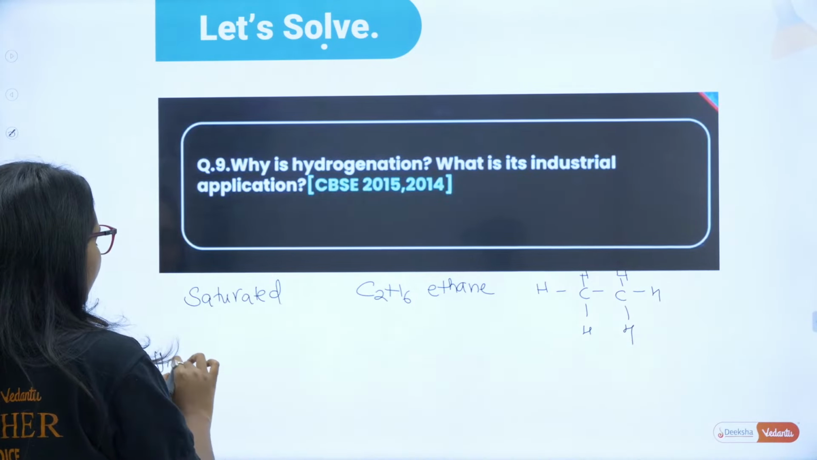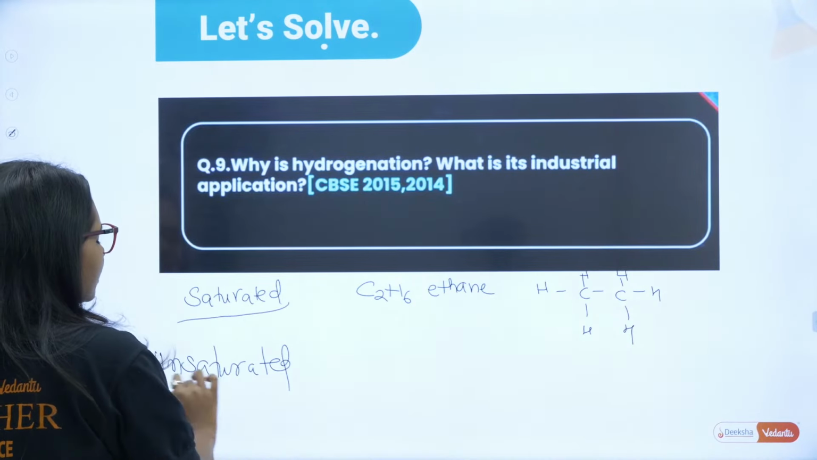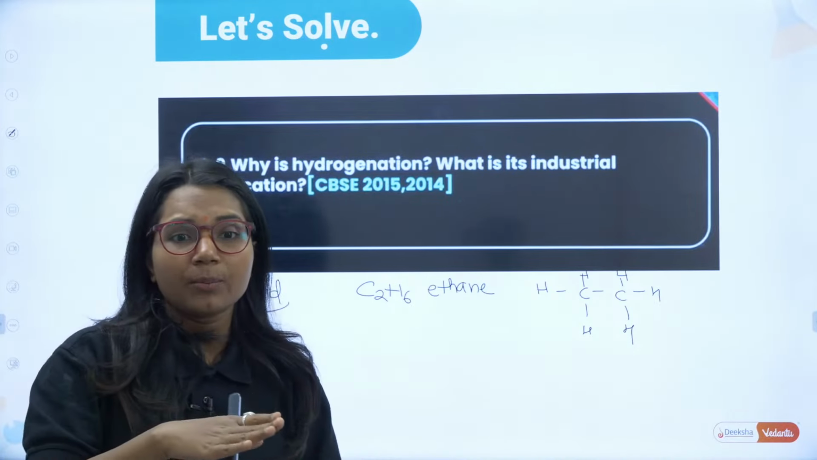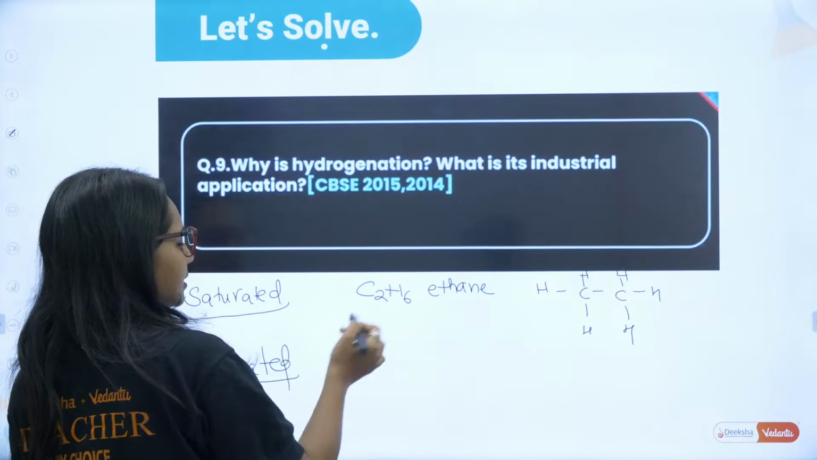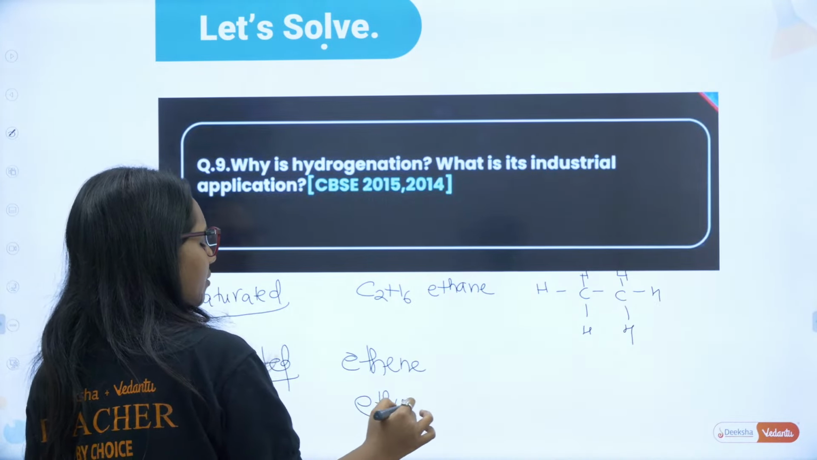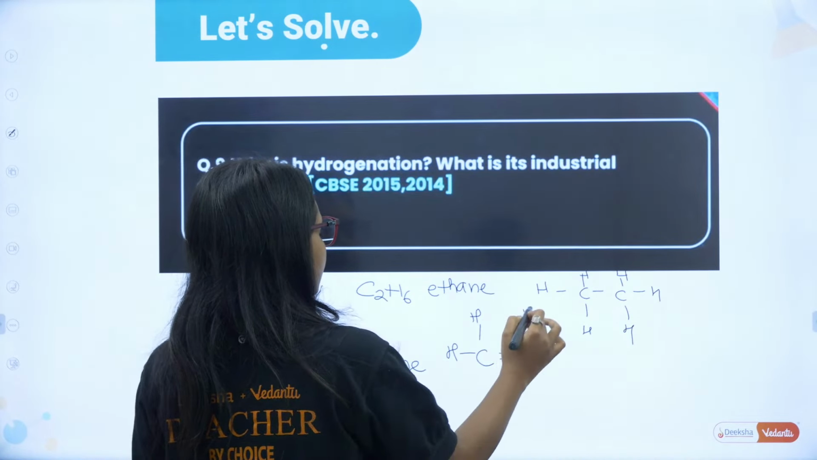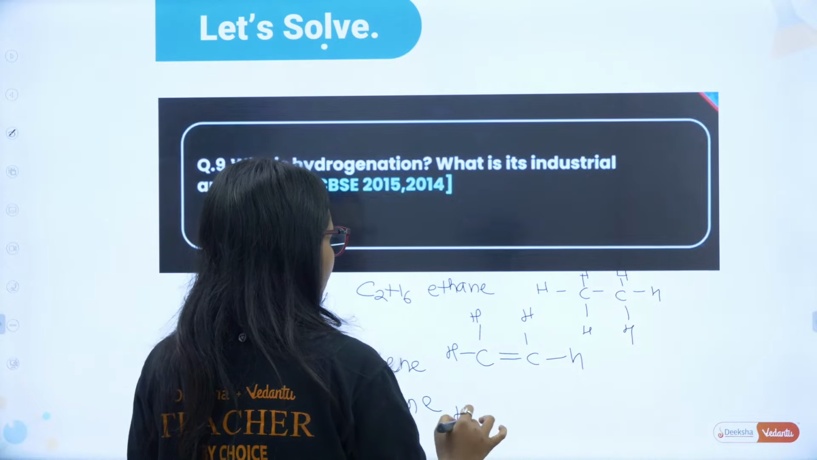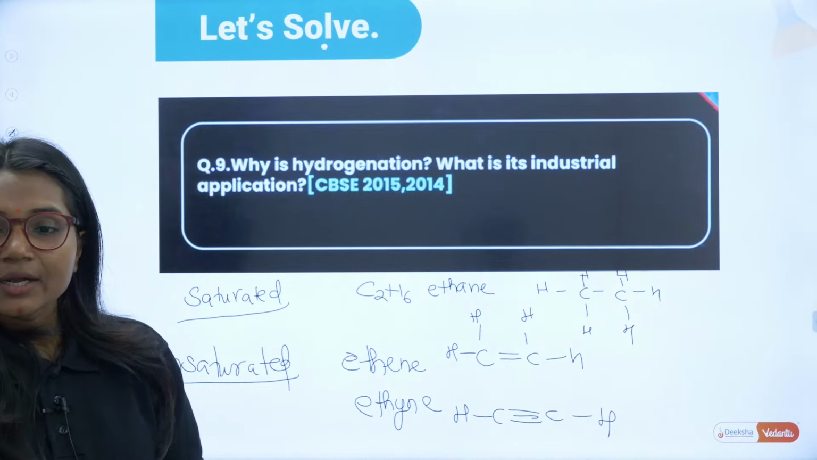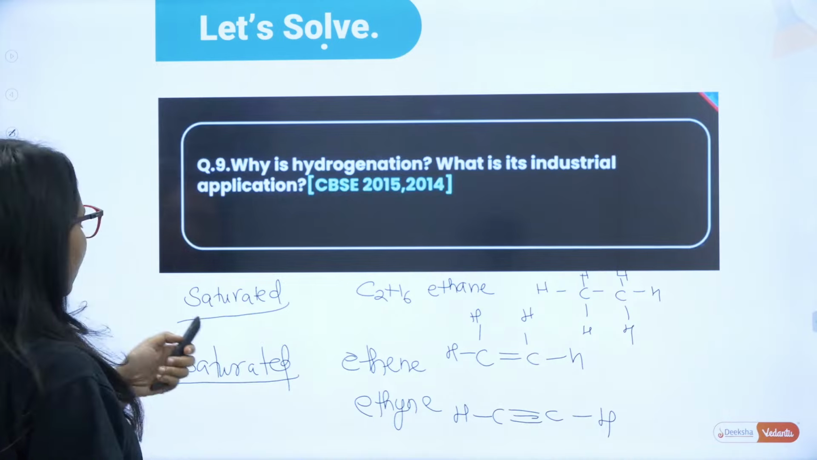Another category is unsaturated. Unsaturated means the compound contains a double or triple bond. So let's take ethene or ethyne. What is the formula in that case? This is the formula. Correct? Fine. So what is hydrogenation? Now let me tell you.